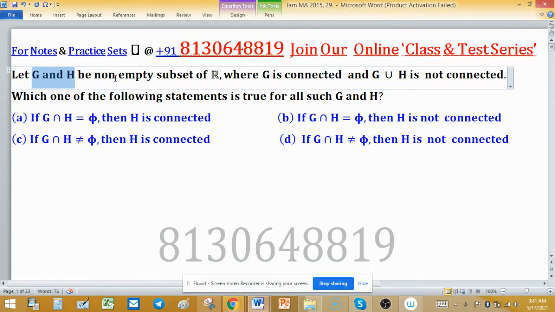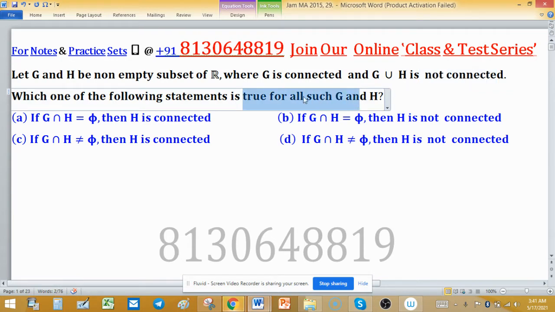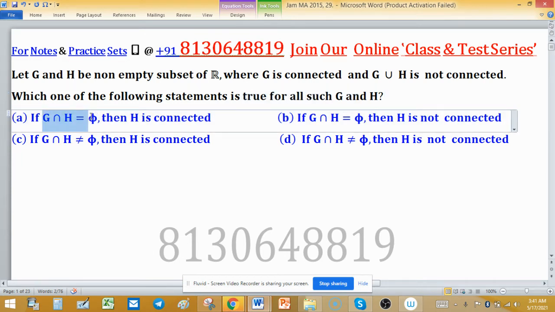Let G and H be two non-empty subsets of R where G is connected and the union of G and H is not connected. Which one of the following statements is true for all such G and H? A: If the intersection of them is phi, then H is connected. B: If the intersection is phi, then H is not connected.